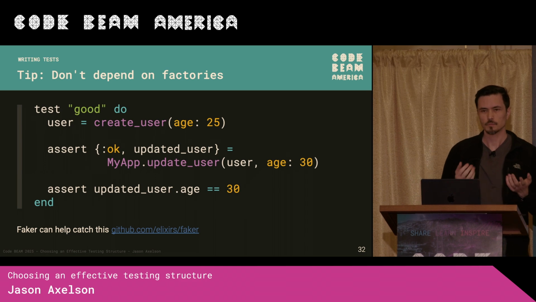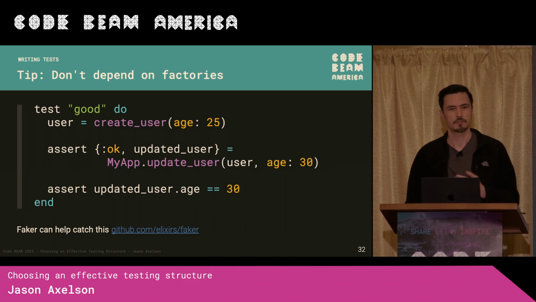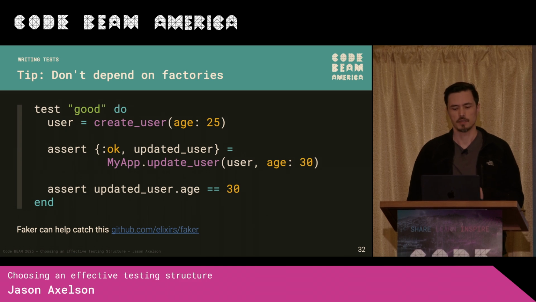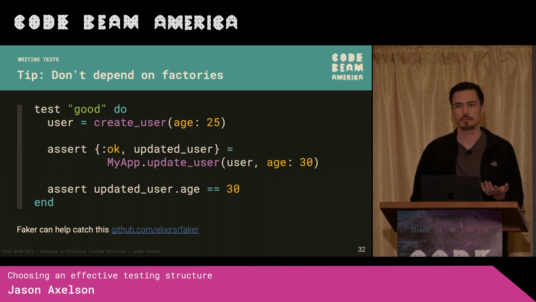So instead, I would rewrite the test to only assert on the updated user's age and not the other properties. And one library you can introduce that will actually help catch this automatically for you is the faker library, because that will give you random values for every property. So rather than Joe, it would be a random name every single time you run a test.